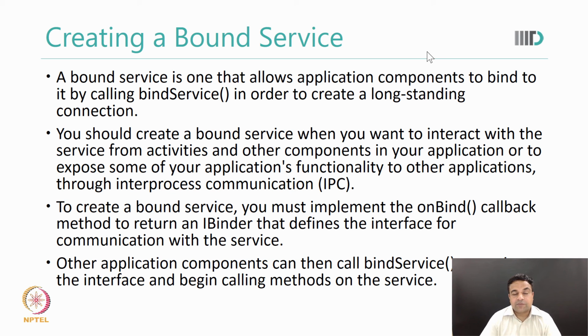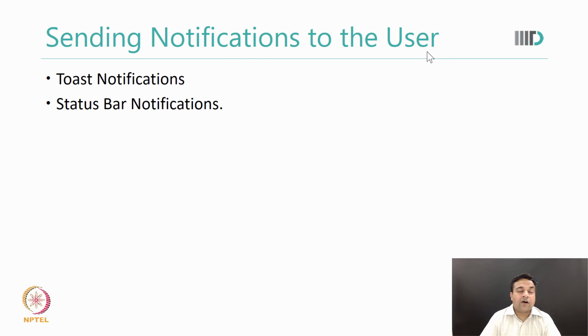So the bound service is pretty much like an IPC, where you get the interface, you find out how to interact with the service, and then you start interacting with the service. Now, a service can send notifications to the user in two ways. Number one is a toast notification, as we saw earlier in our math quiz example. And number two, the status bar notification.